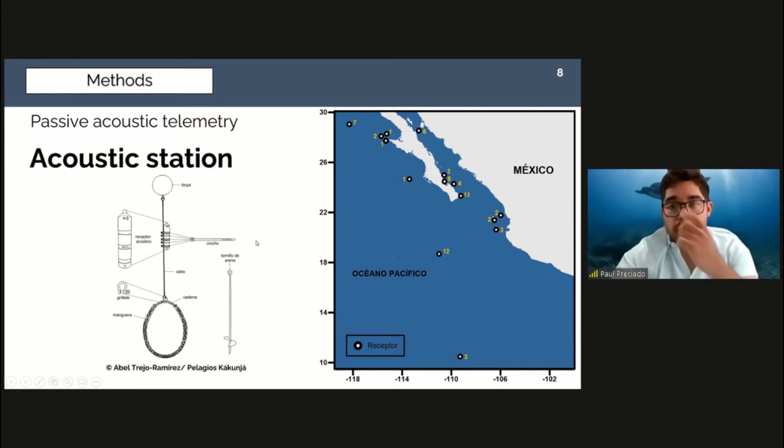The acoustic network is made up of acoustic stations, each consisting of a receiver like the one in the picture, attached to a mooring line with a steel chain affixed to the bottom and suspended in the water by a buoy. Each acoustic station has a geographic reference, and with it it was possible to calculate the straight-line distance between the acoustic receivers in the network.